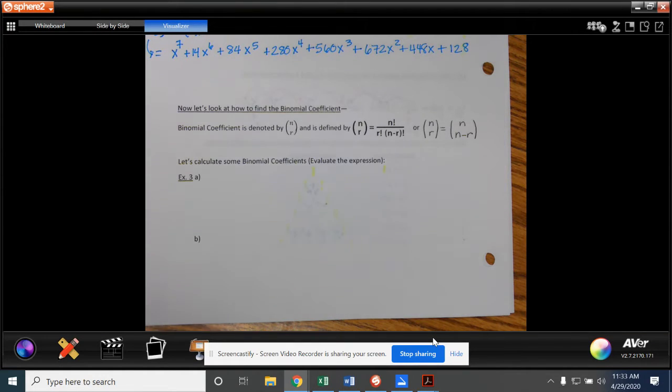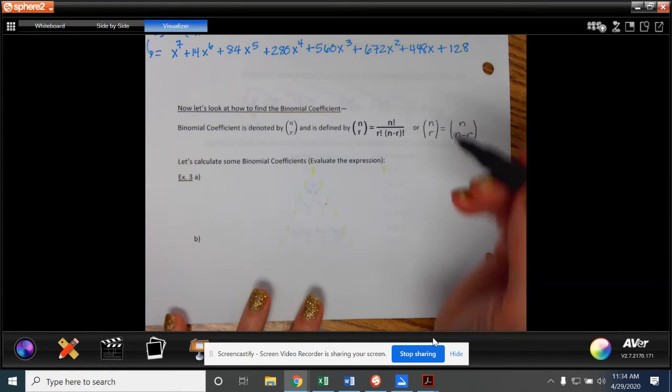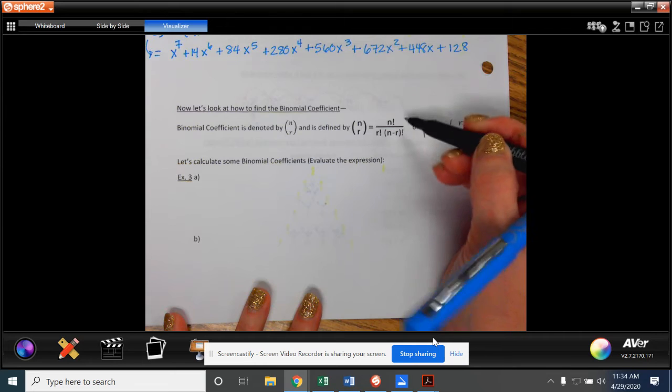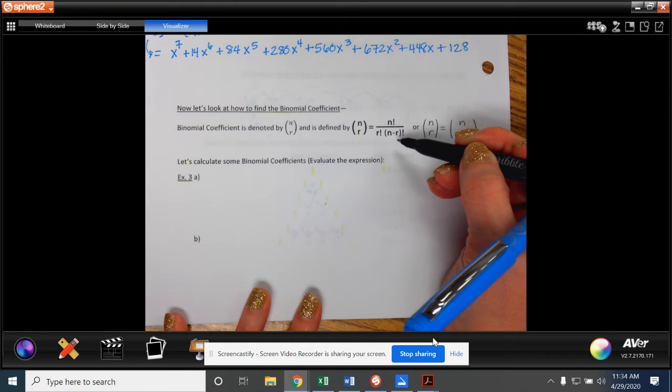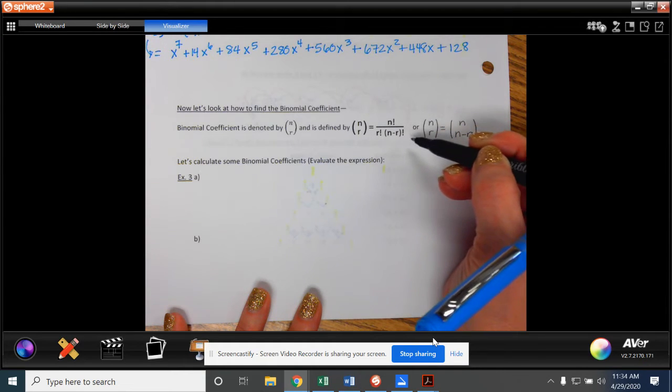Let's look at binomial coefficients. We've gone over binomials with Pascal's triangle, but there is a formula that allows us to find the coefficient of a binomial at specific locations. Maybe we don't need the whole row of coefficients. We only need a specific one. And that is n over r equals n factorial over r factorial times the quantity n minus r factorial.